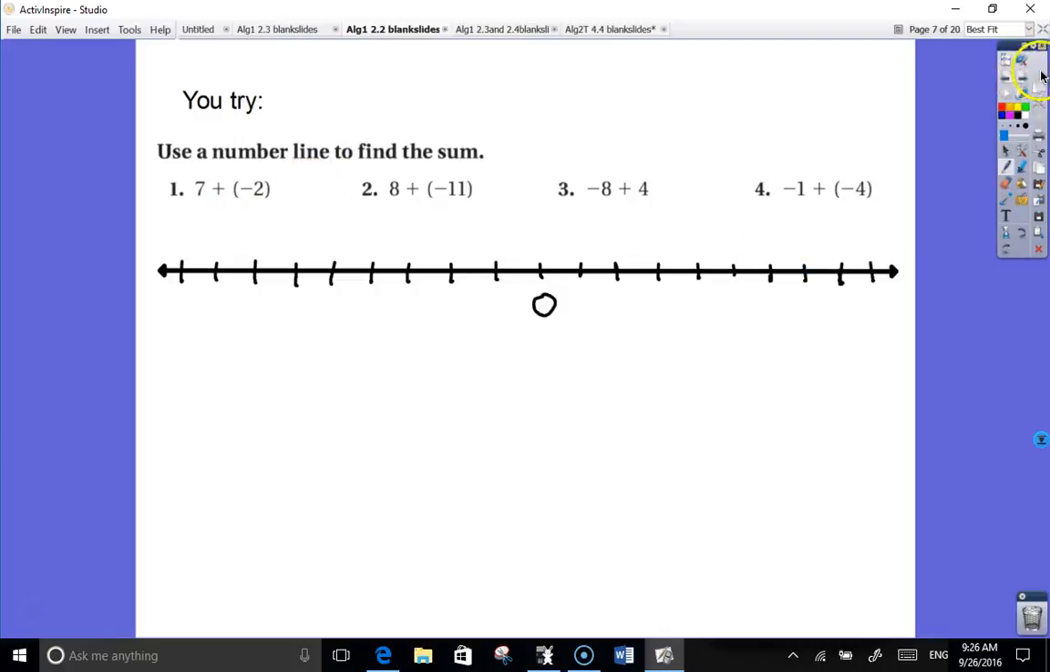Right? The next one, start at 8. 1, 2, 3, 4, 5, 6, 7, 8. And then I have to go -11. So 1, 2, 3, 4, 5, 6, 7, 8, 9, 10, 11. And what number is that? -3.